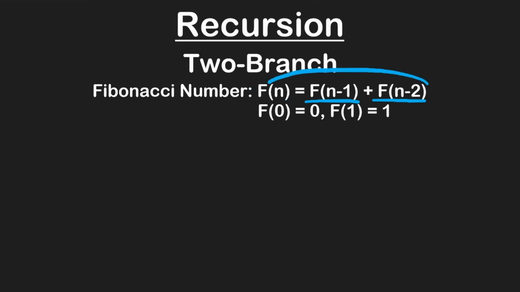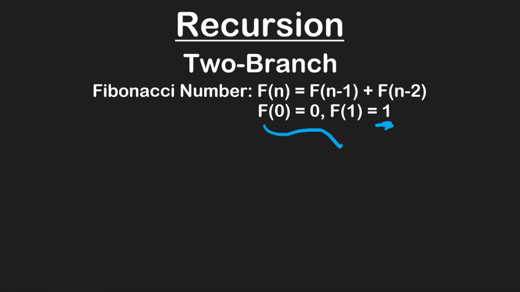But if we do it like this, we're going to go on forever if we try to calculate the fifth Fibonacci number, because when do we know we can stop? Well, we do have some base cases defined for us. The 0th Fibonacci number is 0. The first Fibonacci number is 1.